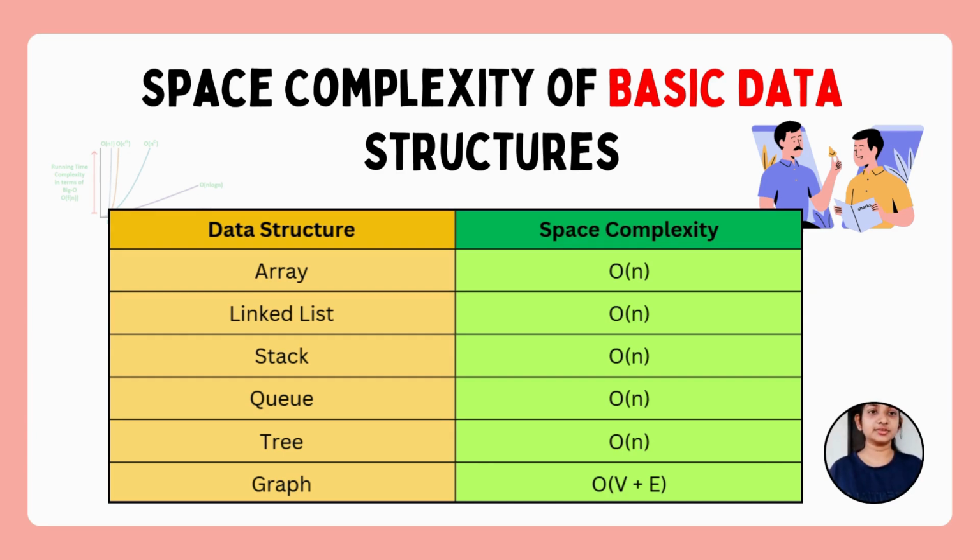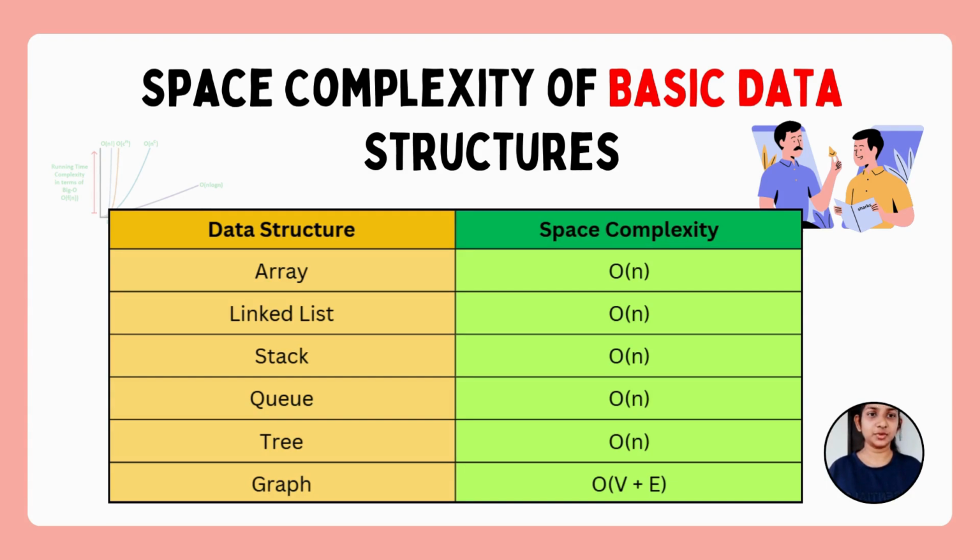Fifth one is trees. A tree contains n nodes. Each node uses memory. More nodes mean more space. Therefore, space complexity is O(n). Last one is graph. A graph stores vertices and edges. Memory is needed for both vertices and edges. So, space complexity is O(V + E).